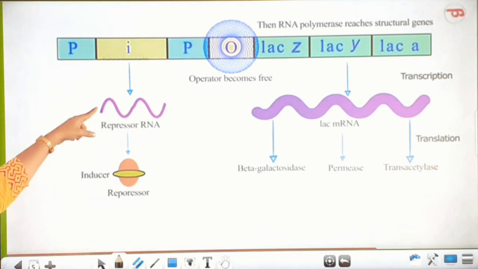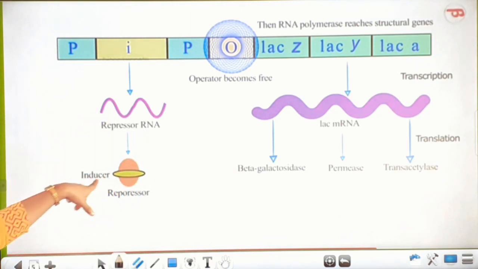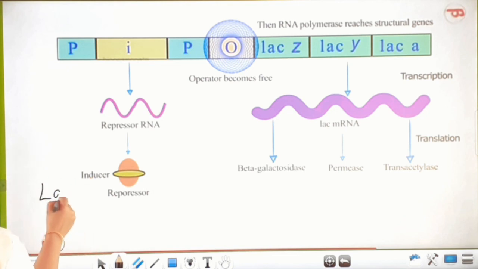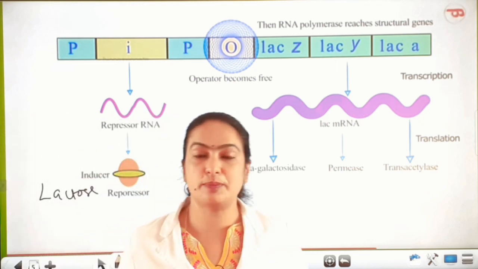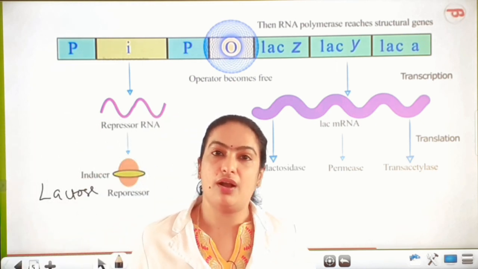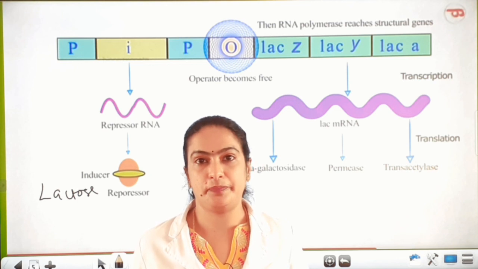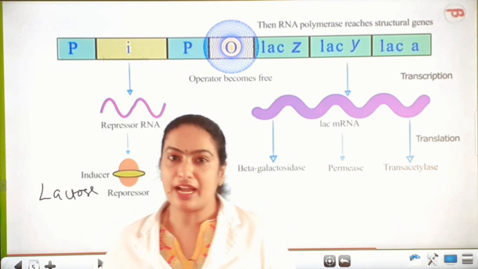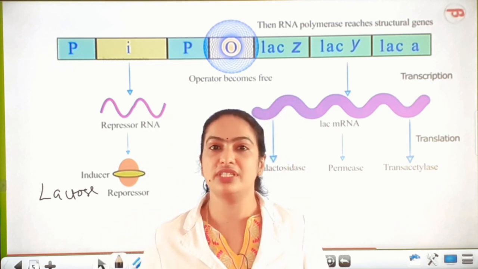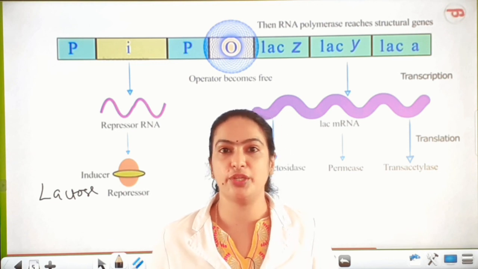Here you can see the repressor is bound by the inducer. Which is the inducer here? Lactose is the inducer. Here the lactose is present, so the system is switched on. Is it clear about the Lac operon and the regulation of gene expression in prokaryotes and eukaryotes?